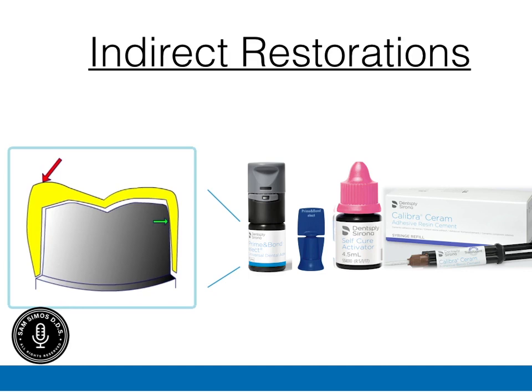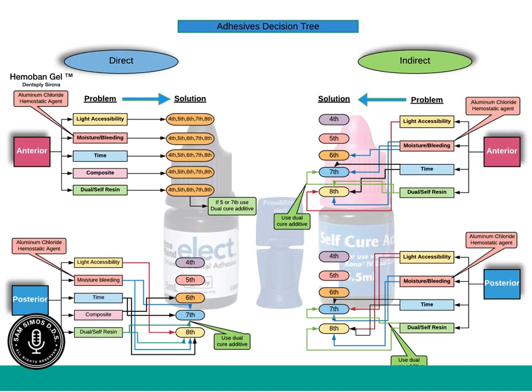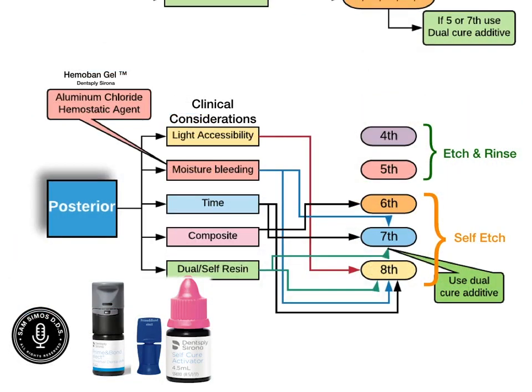Because when we go to select our adhesive, I want you to think about, and I've sat down and created this adhesive decision tree, whether or not you're using adhesives in the direct or indirect or anterior or posterior. I want you to think a little bit about the different problems that you have and then the different adhesives you have to solve those problems. So let's just take the direct posterior, something that we've been talking about. And some of the problems that we could have is light accessibility, moisture, bleeding, time, composite, or dual cured resin. And all of these can be different problems for different clinical situations.